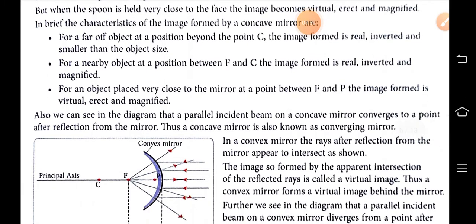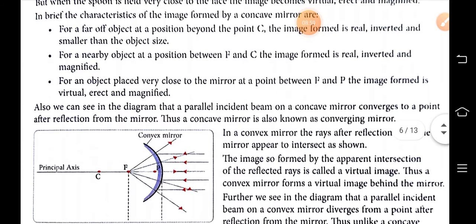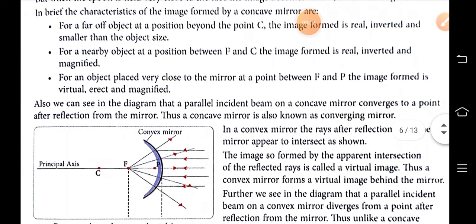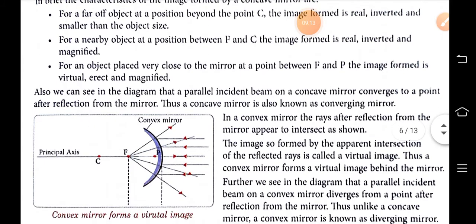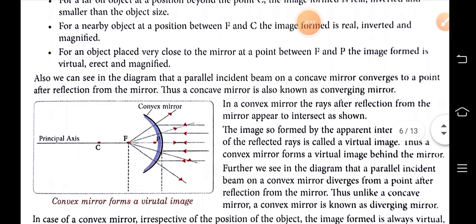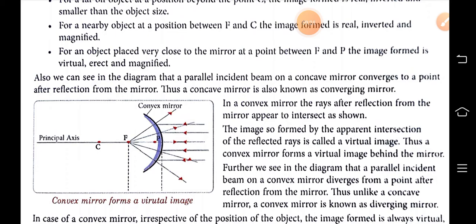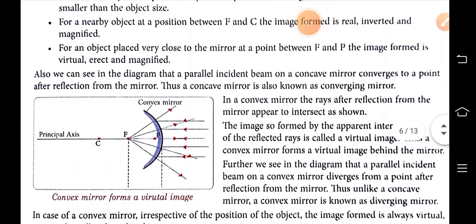For a far-off object at a position beyond the point C, the image formed is real, inverted and smaller than the object size. It can be clearly understood with the help of a ray diagram. I will explain the ray diagrams in the next video. Then it will be more clear to all of you. For a nearby object at a position between F and C, the image formed is real, inverted and magnified. And for an object placed very close to the mirror, at a point between focus and pole, the image formed is virtual, erect and magnified.